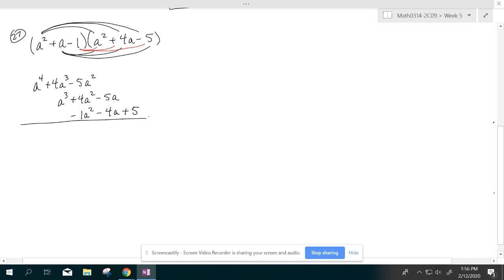And now the last step, CLT. Combine like terms. I've got a to the 4th. 4 and 1 is 5a to the 3rd. Oh boy. -2a squared, if I did my math right. -9a plus 5.